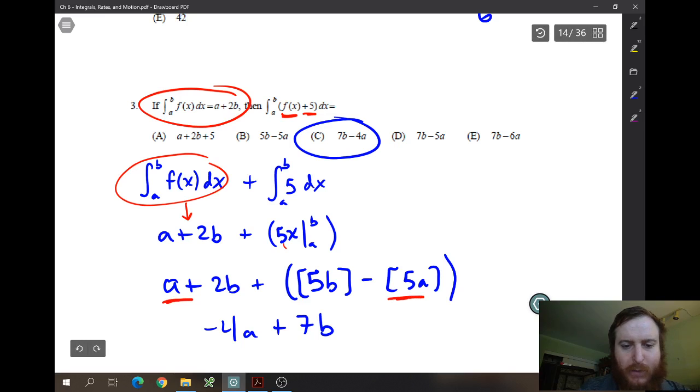Then add your like terms. a minus 5a is negative 4a. 2b plus 5b is 7b. They wrote it backwards. That's okay.